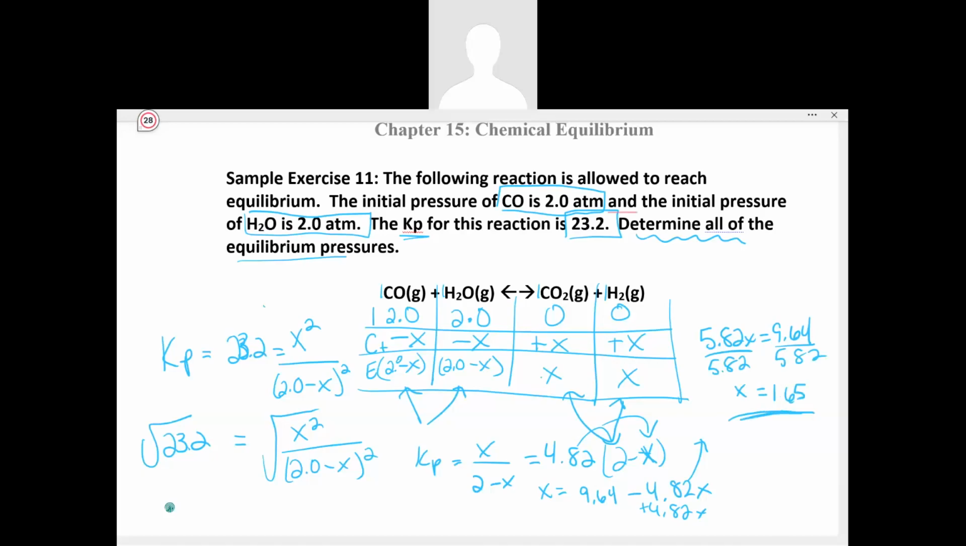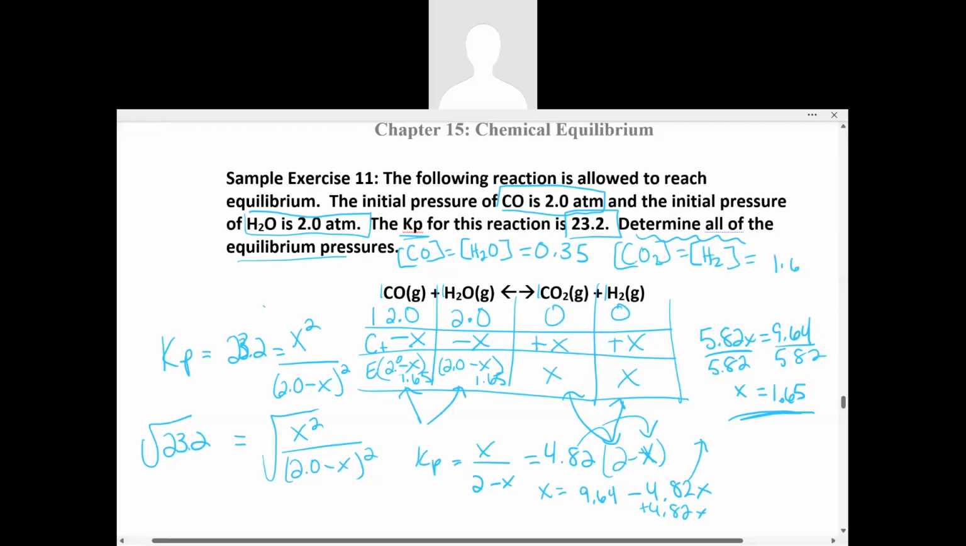So we're almost there. Now we just need to make our final plug-ins here. We're going to do 2.0 minus 1.65 for each of the CO and H2O pressures. So again, we just plug in 2.0 minus 1.65. That gives us our equilibrium pressures for these of about 0.35. Then we have our CO2 and our H2 pressures. Those are both x. So we know that those are equal to one another, and they're also just equal to 1.65.